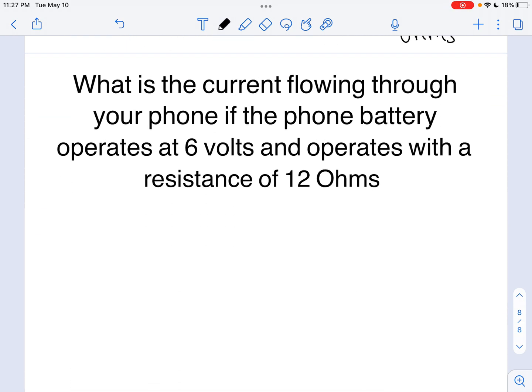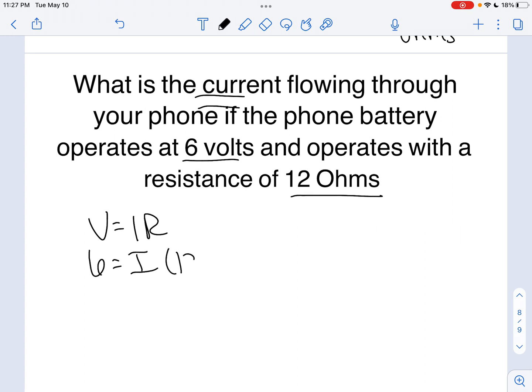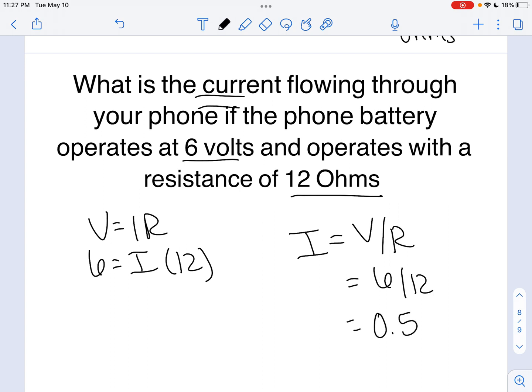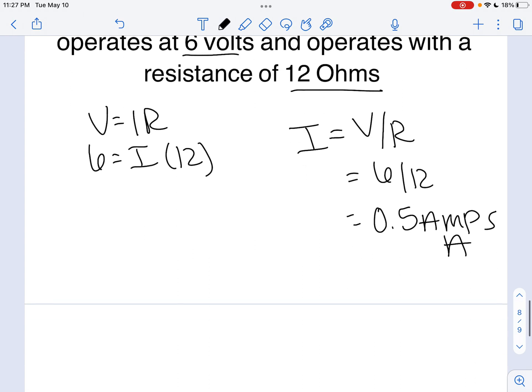On this next one, we have what is current. So again, you can either start with just V equals IR and plug them in. I have 6 volts and I have a resistance of 12 ohms. I would either solve for that, or I could use the equation that's already solved out for it, I equals V divided by R. So that's 6 divided by 12. Once you solve for that, you're going to find out that that is 0.5 amps. If I got a little lazy, I could write A instead of writing out amperes or amps. Each would be the same.